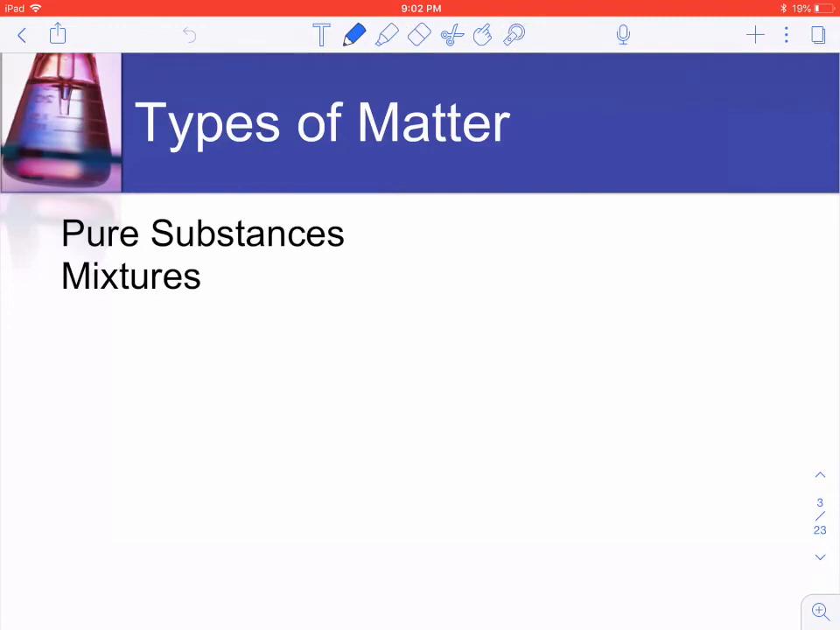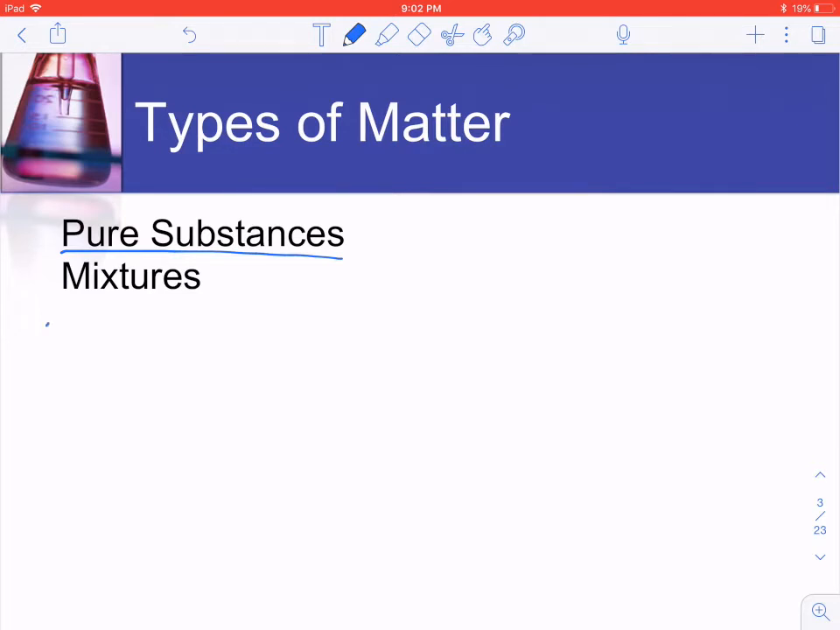Hi everyone. In the Matter and Solutions unit, one of our broad goals is to take all of this matter that's all around us and to basically divide it into really big categories. So today we're going to talk about one of those categories, and it is called pure substances. And we're actually going to break that down further, as you'll see in a second, into two other categories.